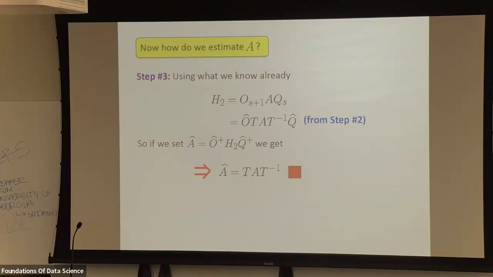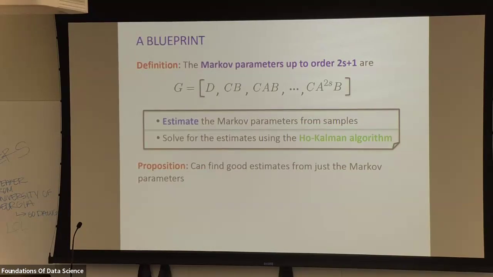So that's the proof of the Ho-Kalman algorithm. I think that's what's in the original paper, but I can't be sure. But this is a proof, right?